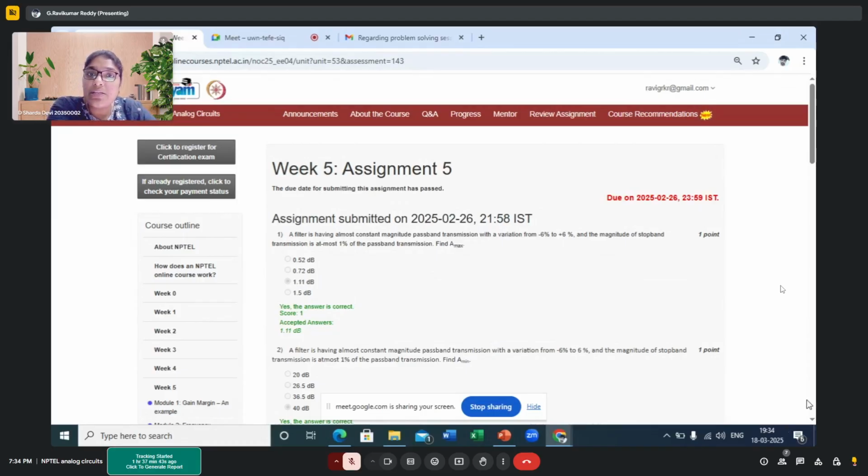A filter is having almost constant magnitude passband transition with a variation of plus minus 6%, and the magnitude of stop band is at most 1% of passband transition. Find A max.